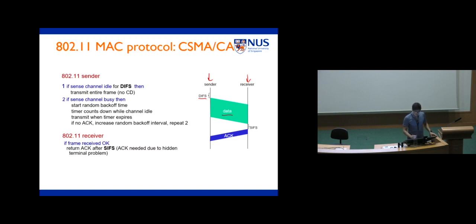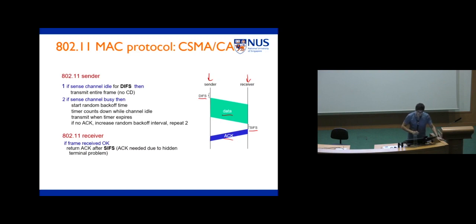And then the receiver, if the frame is received fine, after waiting this SIFS, short interframe space, sends the acknowledgement. Why do we have acknowledgement? Well, again, wireless transmission is quite unreliable, so we want to acknowledge every packet that is received. And if we do not receive acknowledgement, the same process needs to be repeated again.